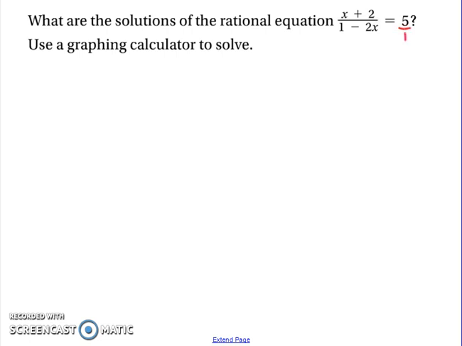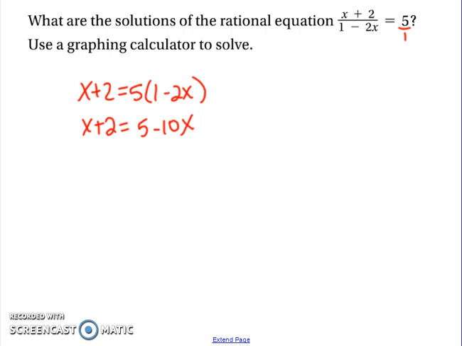When I have a fraction equal to a fraction, I can cross multiply. So I would have x plus 2 equals 5 times 1 minus 2x. So this would be x plus 2 equals 5 minus 10x. And then we're just going to solve this. So I'm going to add 10x to both sides.